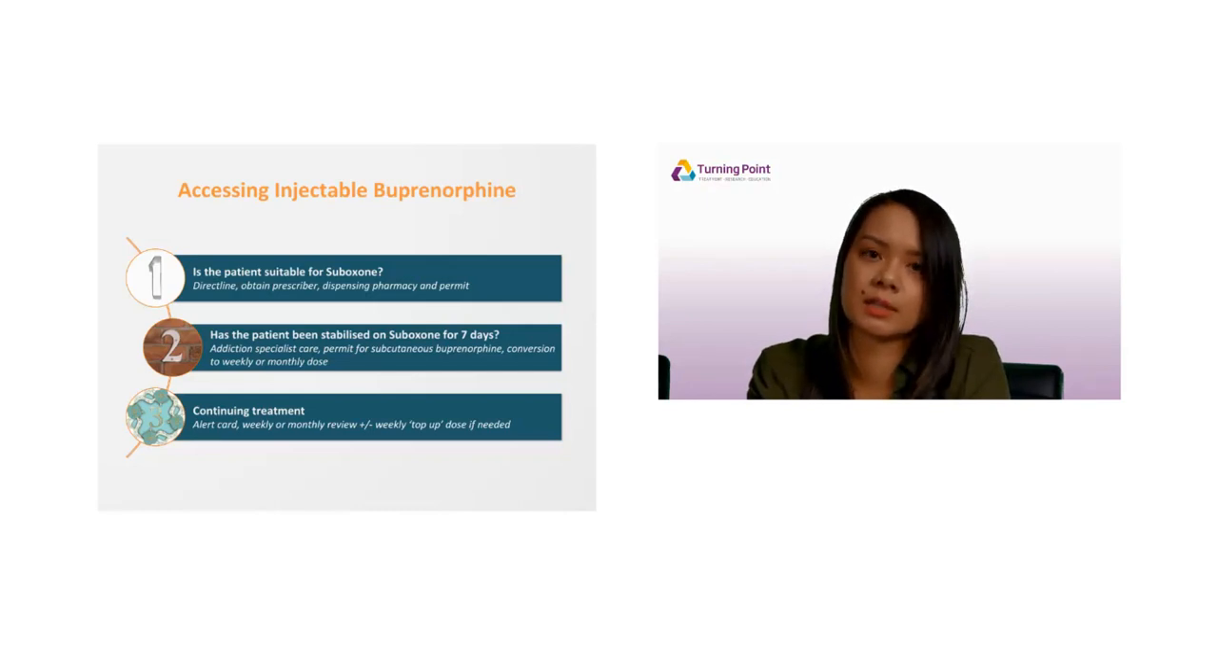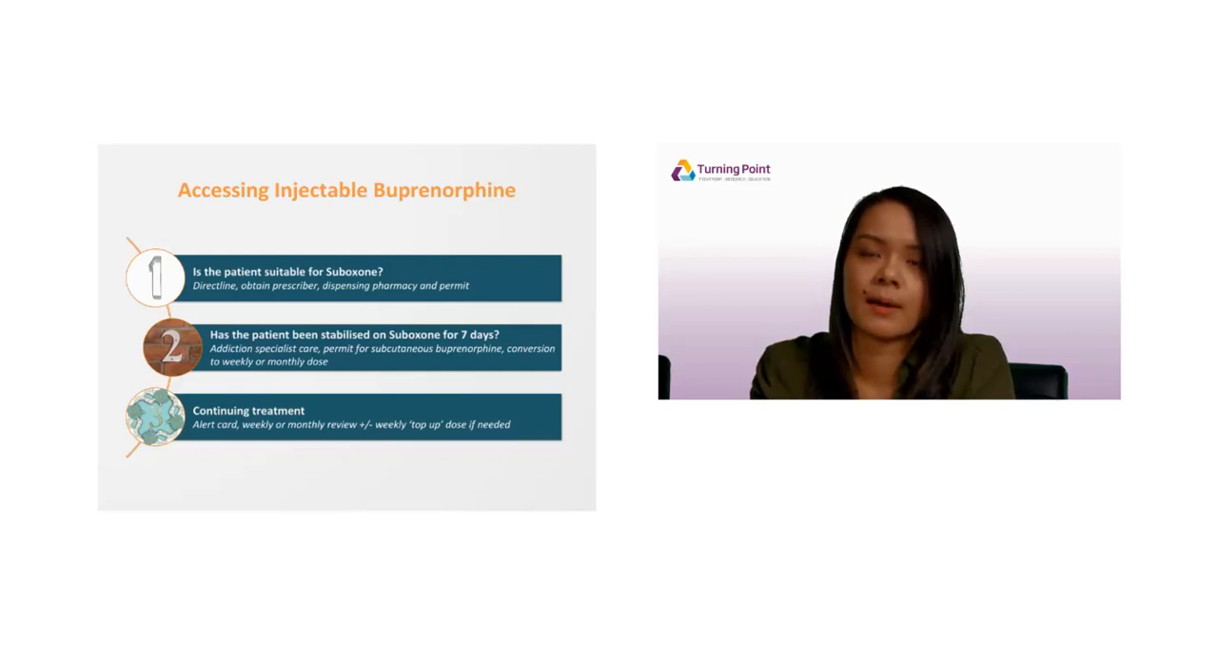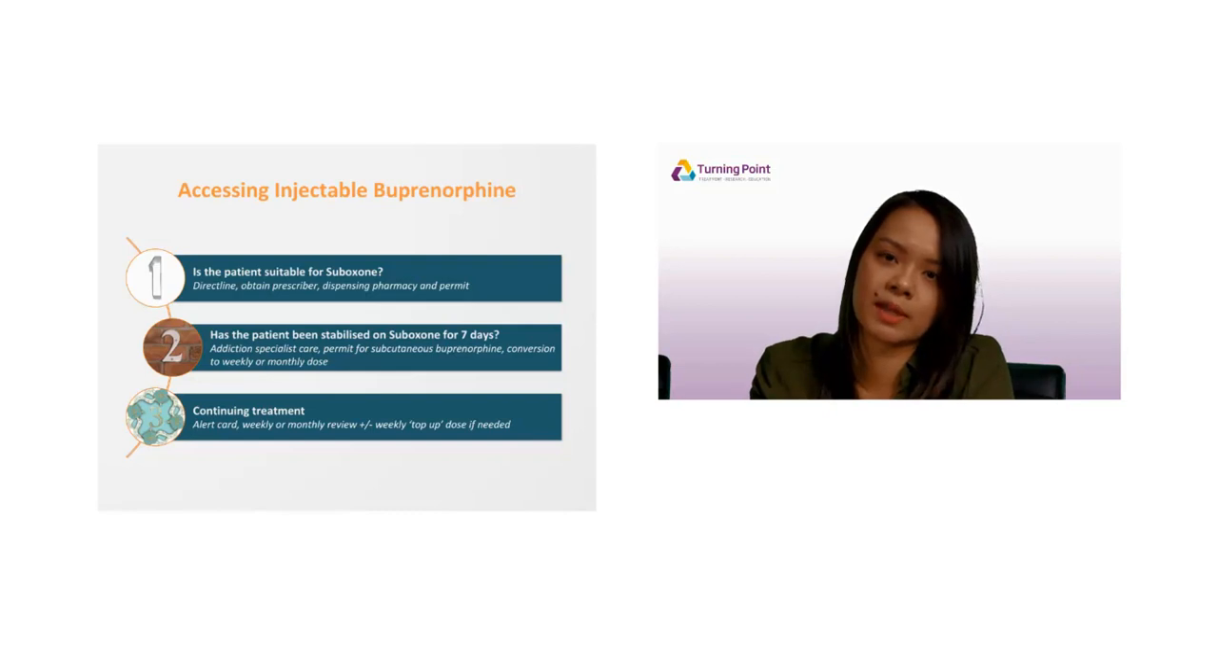So each patient gets given an alert card after they get dosed with the injection, which says when their last injection was, what dose there was, and gives some emergency contact information in the event they need to go to emergency or need to go to another doctor for care. And then there would be weekly or monthly review, and then discussion around contingency plans for top-up doses if they need between doses as well.